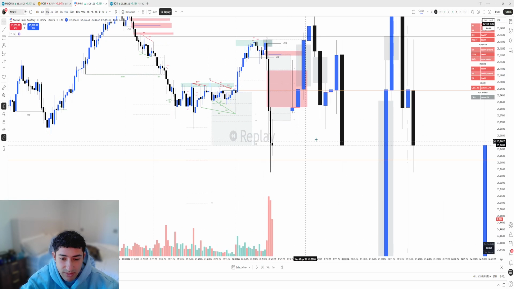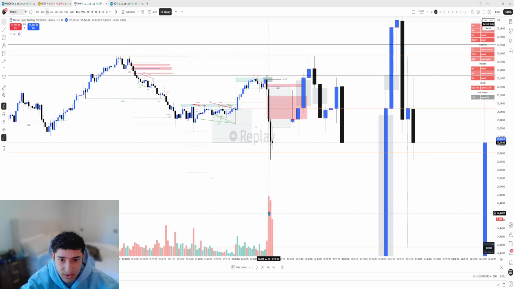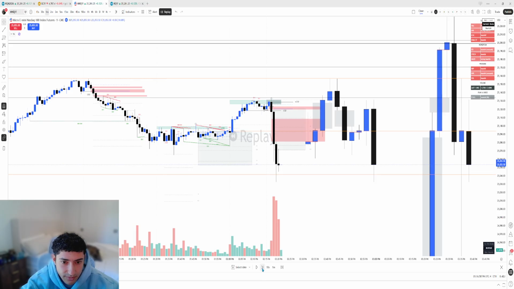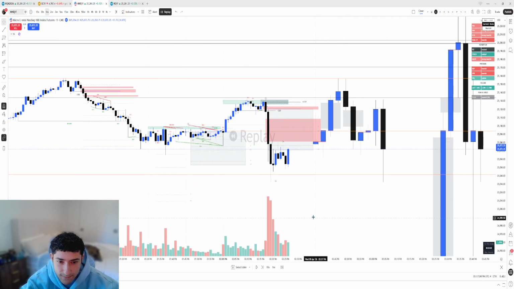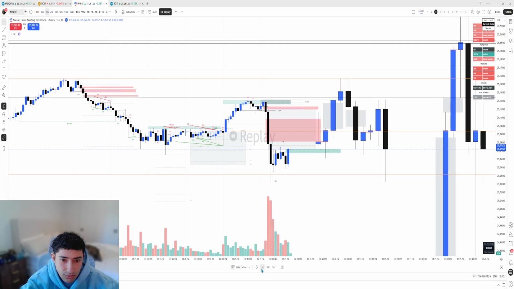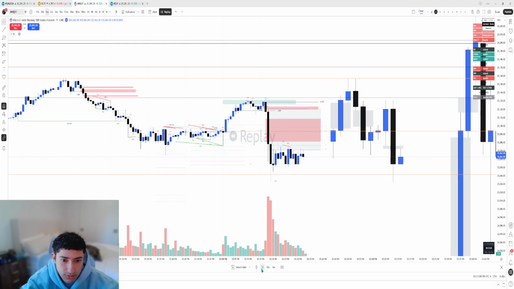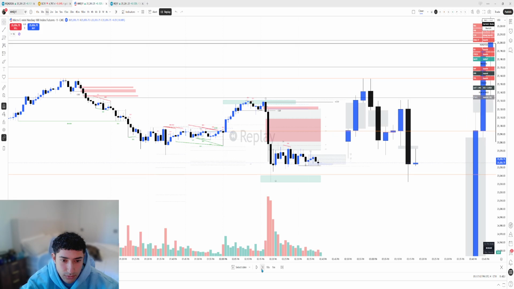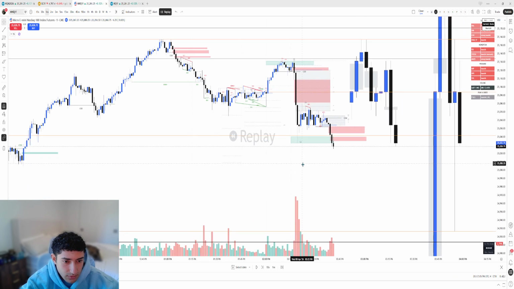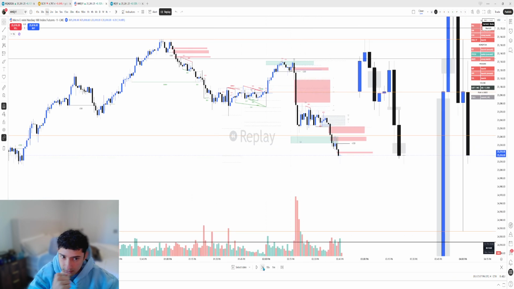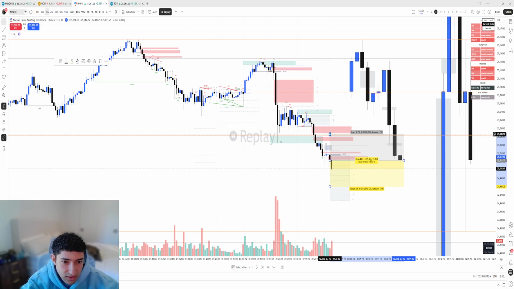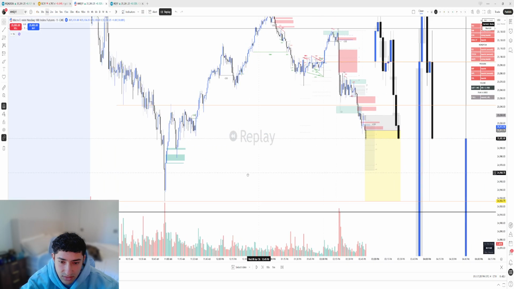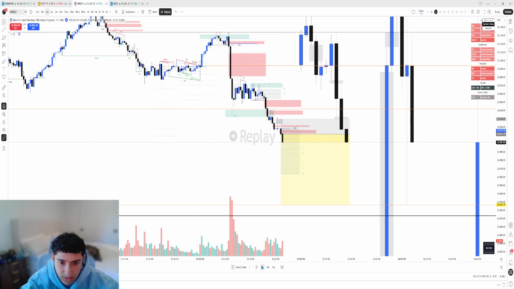Wow. Something must have come out right there. Look at all this volume. These candles are bigger than almost everything else. I'd say there's a nice spot to enter. What could we target? That low? Let's say.